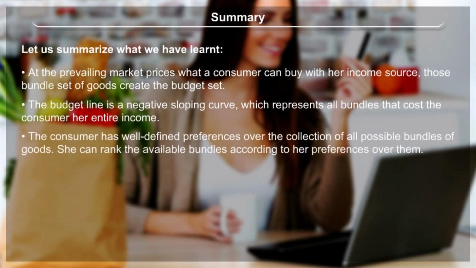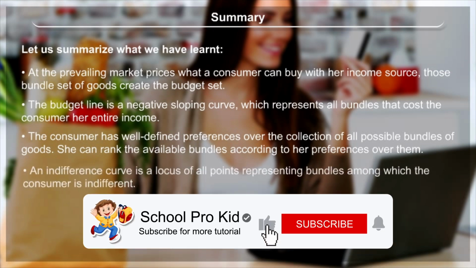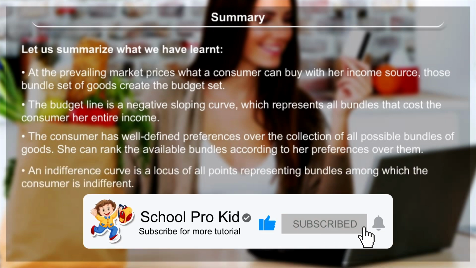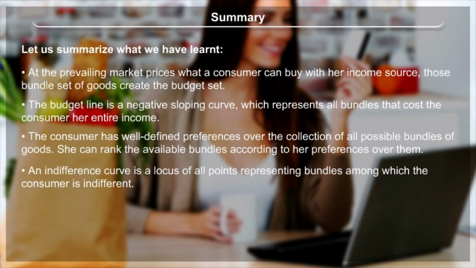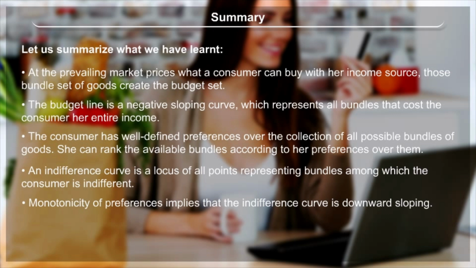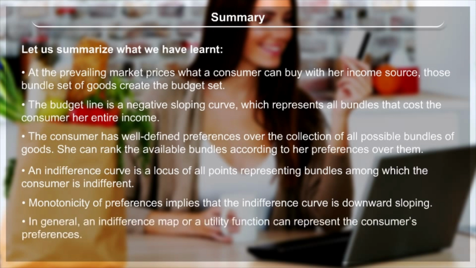The consumer has well-defined preferences over the collection of all possible bundles of goods. She can rank the available bundles according to her preferences. An indifference curve is a locus of all points representing bundles among which the consumer is indifferent. Monotonicity of preferences implies that the indifference curve is downward sloping. In general, an indifference map or a utility function can represent the consumer's preferences.